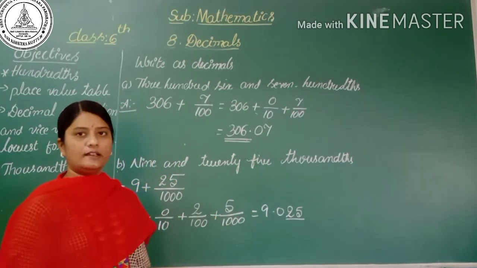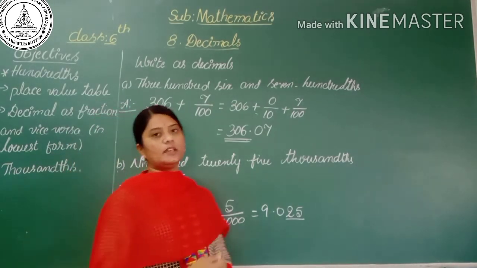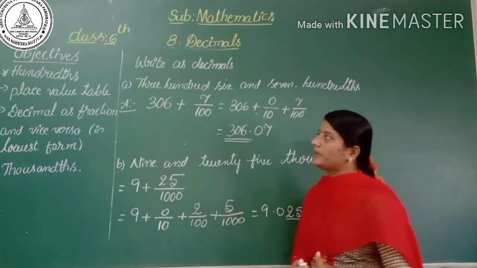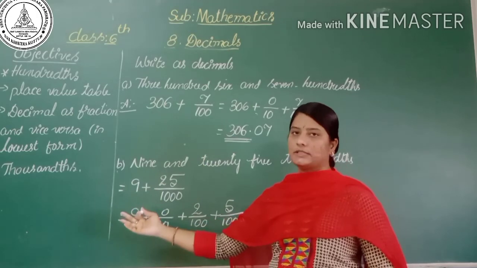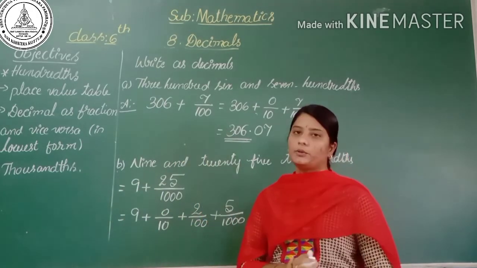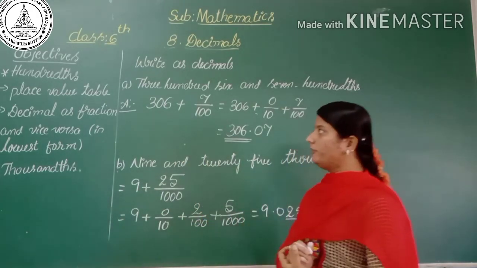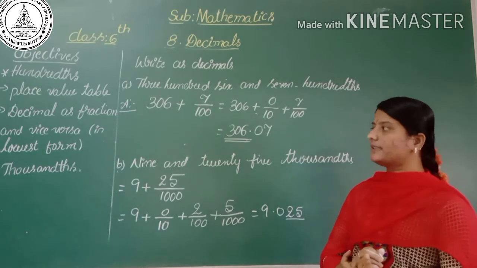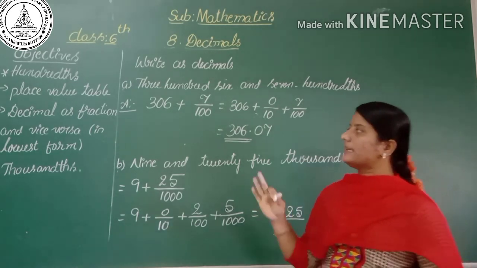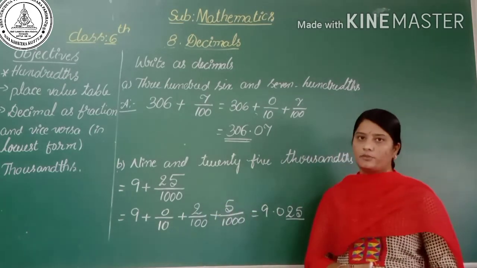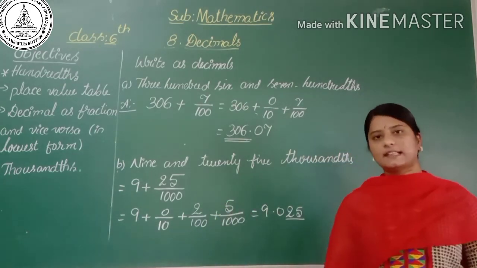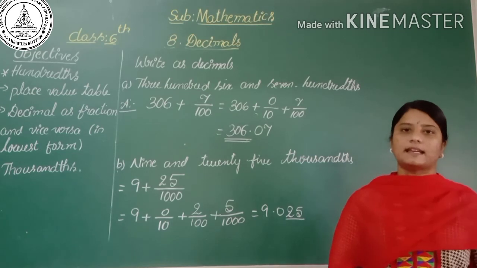Okay, is it clear? Up to here we have learned how to read and write decimals having the hundredths place and thousandths place, how to write the place value table of tenths, hundredths and thousandths, and decimals as fractions and vice versa, and we have written in the lowest form also. Okay, so in the next class we are going to solve exercise 8.2.